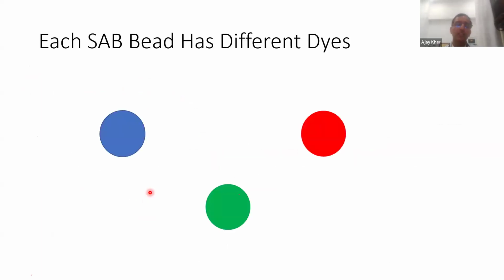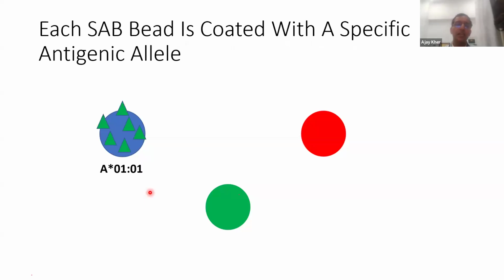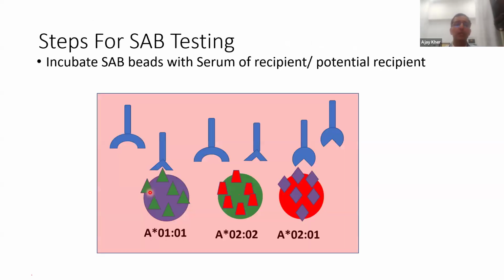When we talk about a single antigen bead, there are multiple beads made by the company. Each single antigen bead has a single antigenic allele. For example, A0101. Another one is A0201. Another one is A0202. Now this bead panel, one for class 1 and one for class 2, is going to get incubated with the serum of the recipient.